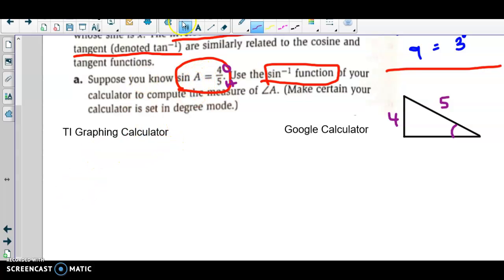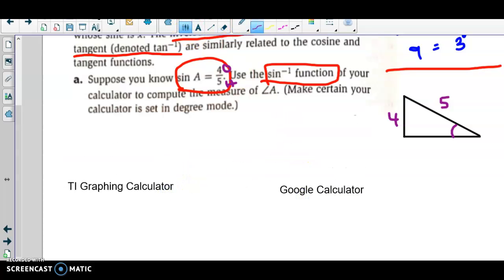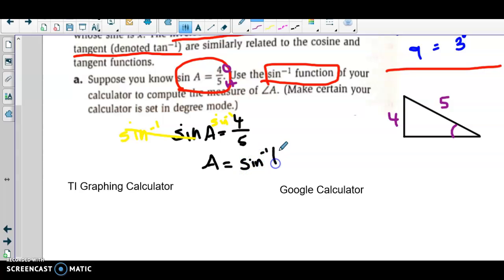If we look at the algebra steps, we have sine A equal to 4/5, okay? This is the same as taking the inverse sine of both sides. It crosses out the sine on the left, and we have the inverse sine of 4/5. So we would have A, your angle, your answer, is equal to the sine inverse of 4/5, okay?